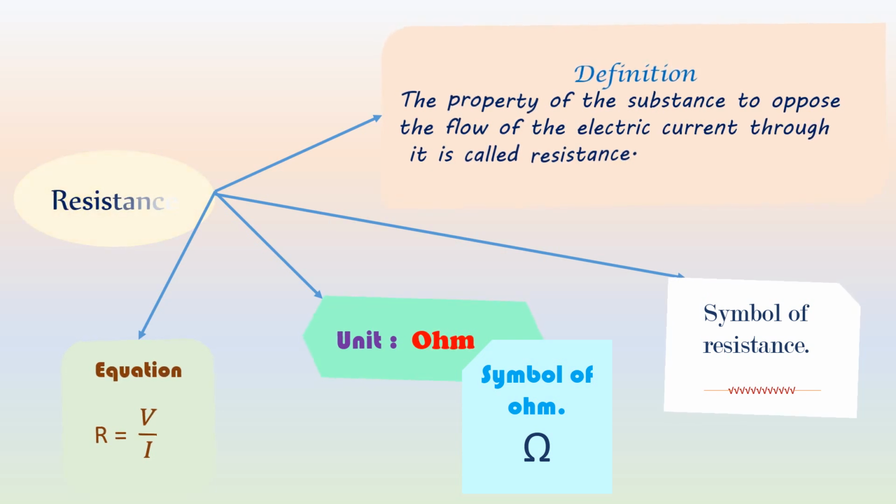The SI unit of resistance is ohm. Ohm is denoted by the Greek letter capital Omega. 1 ohm is the resistance of a conductor when the current of 1 ampere results when a potential difference of 1 volt is applied across it.